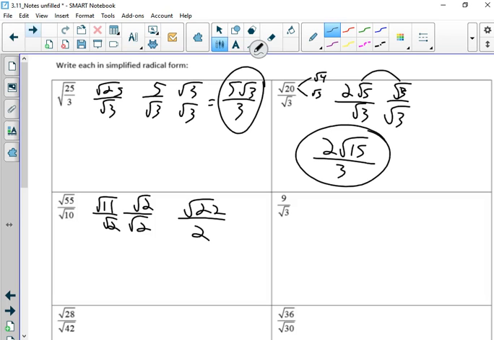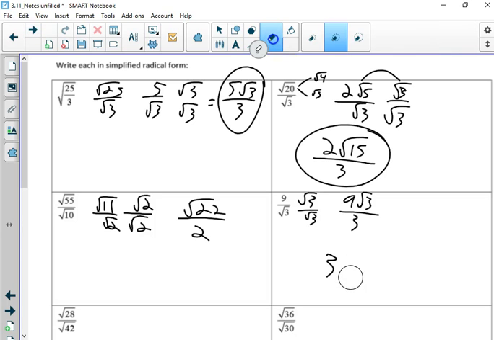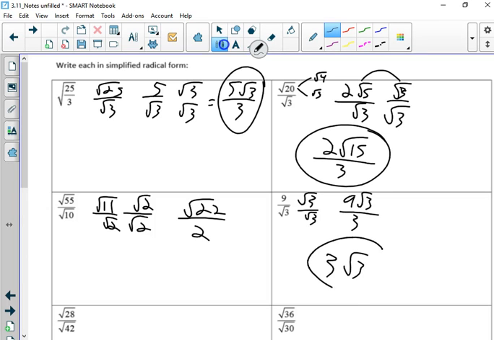Okay, this one, there's really not much to do here. Just straight up rationalize it. That's going to give me 9 radical 3 over 3. But then the last step, 9 divided by 3 is simply 3. Oh, yeah. So the 9 goes into 3, and then we're left with the radical 3 inside.